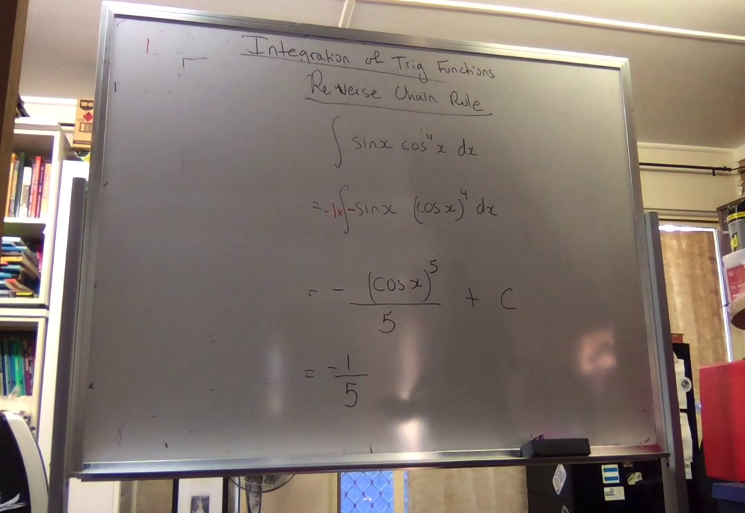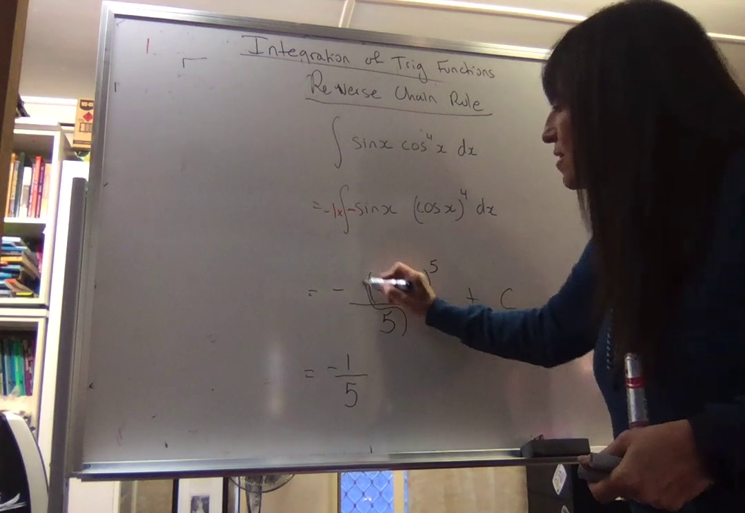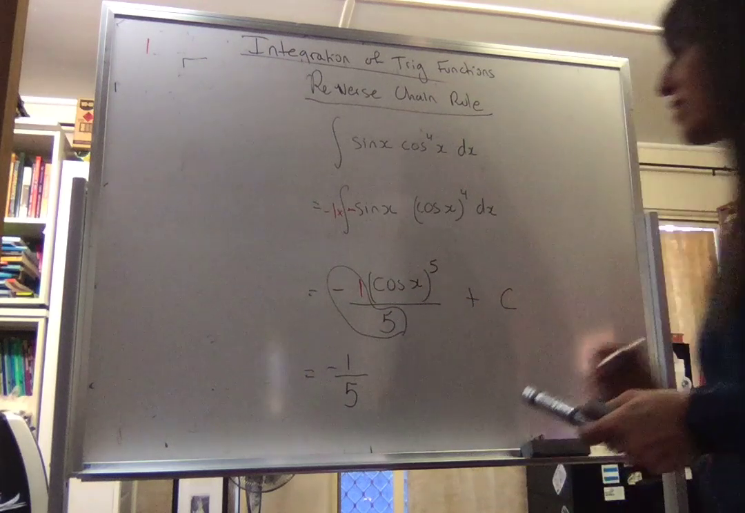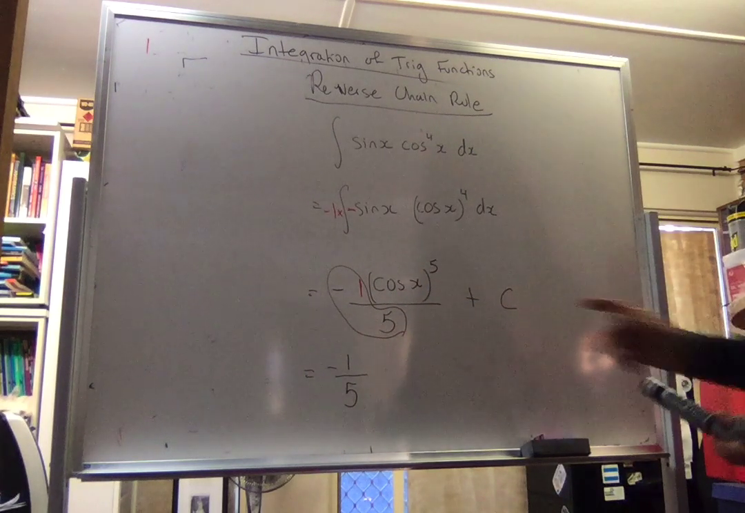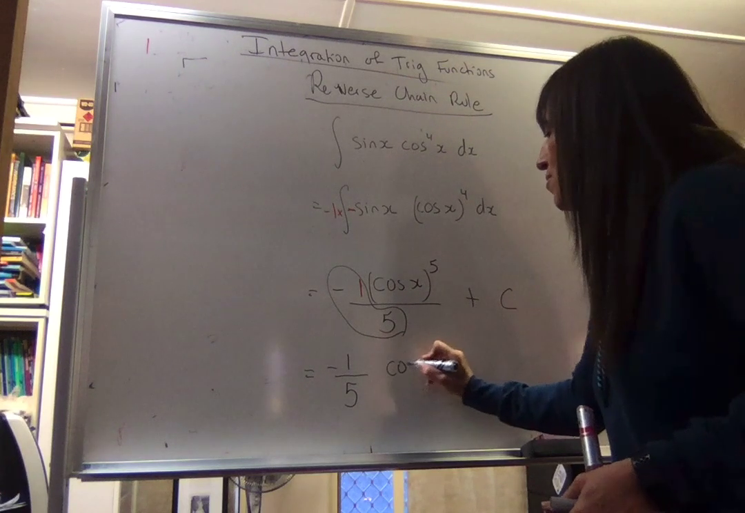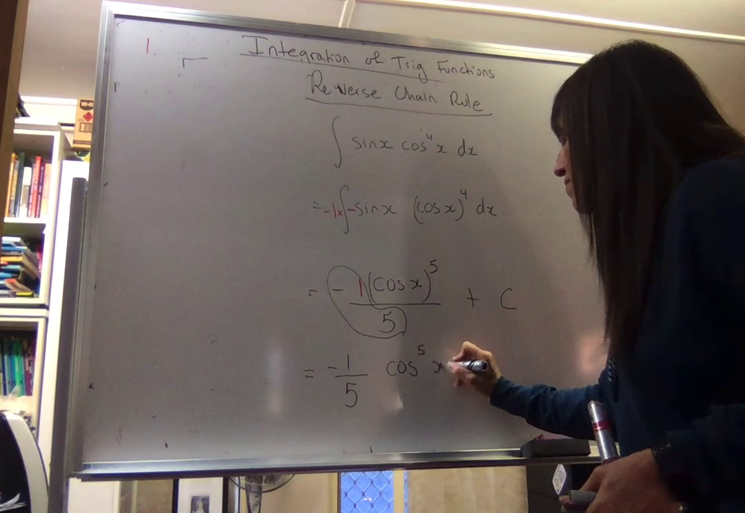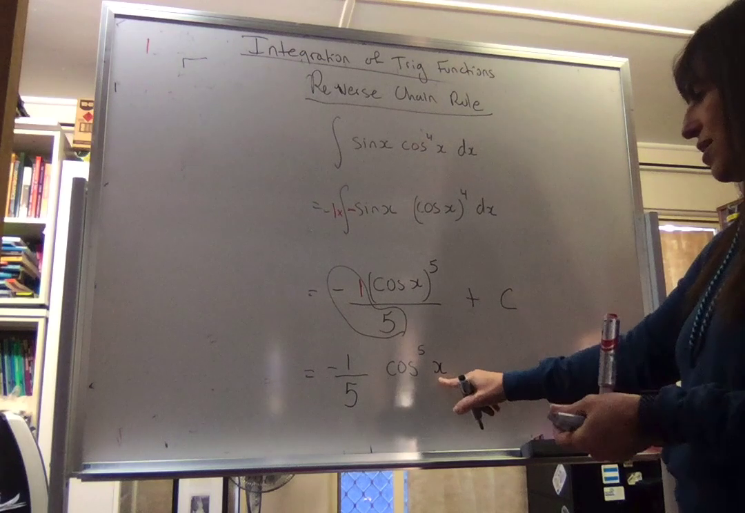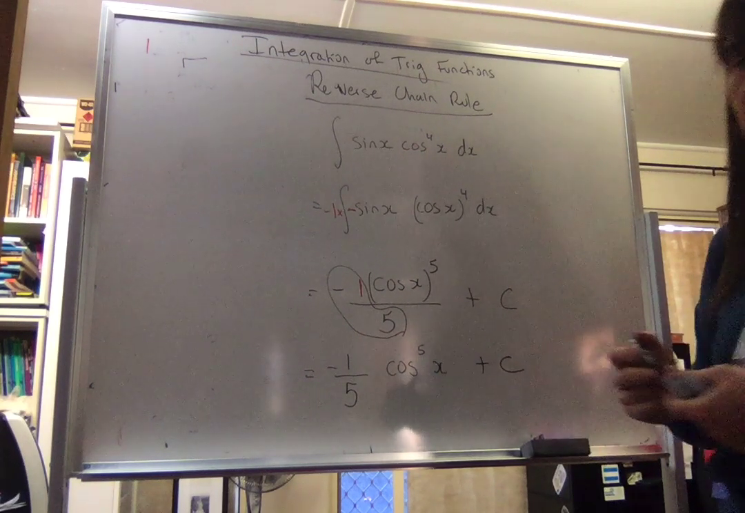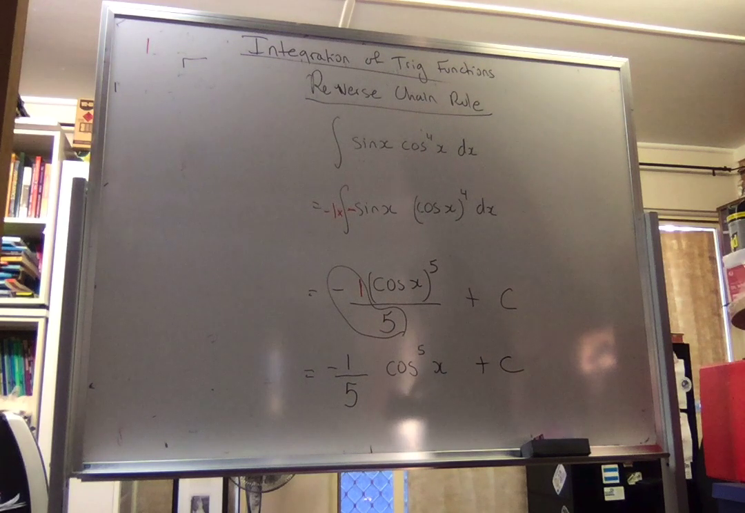So that's the same as negative 1/5. I can just add that 1 there. All right, and of course I can bring the 5 inside here. So I end up with cos 5, the 5 inside, and then plus c. And there's the answer. It's the same thing so that you have an idea of where it came from.